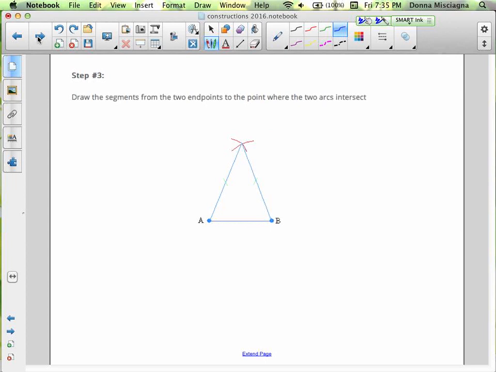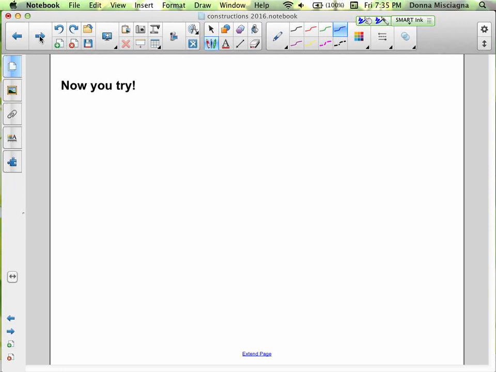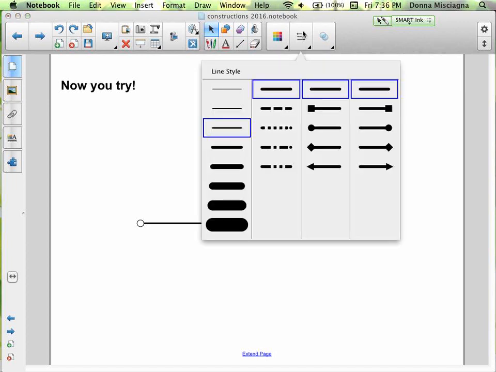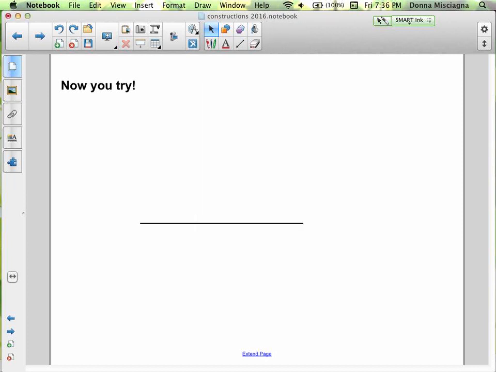All right, so let's look at those steps where it says, now you try. You're going to do the same thing. Do it along with me or afterwards. So I need a line segment. Maybe this time I'll make the line less thick. Let's make it that thick. All right, and that's how big my line segment happens to be.